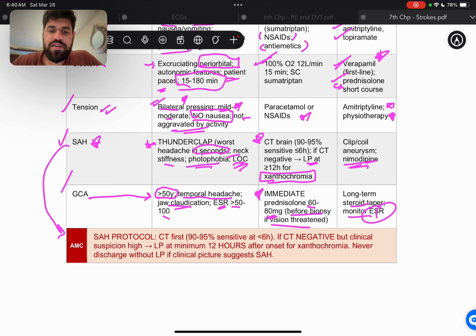And the important fact is that for GCA, we have to use biopsy to confirm this diagnosis. But before the diagnosis, we can use prednisolone before the confirmation of the diagnosis, so that the vision can be saved.